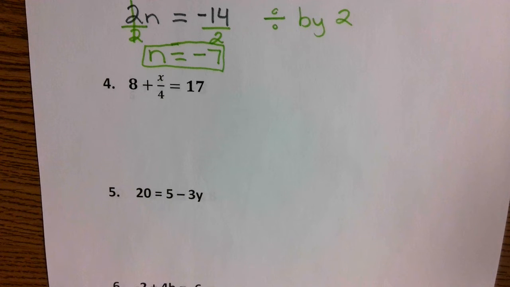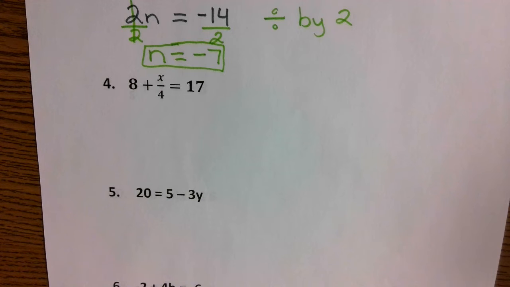For problem number 4, we've got 8 plus x over 4 is equal to 17. So this one's written a little bit differently, but we still, again, like I said before, with step 1, we've got to focus on the constant. Which number up here is the constant?